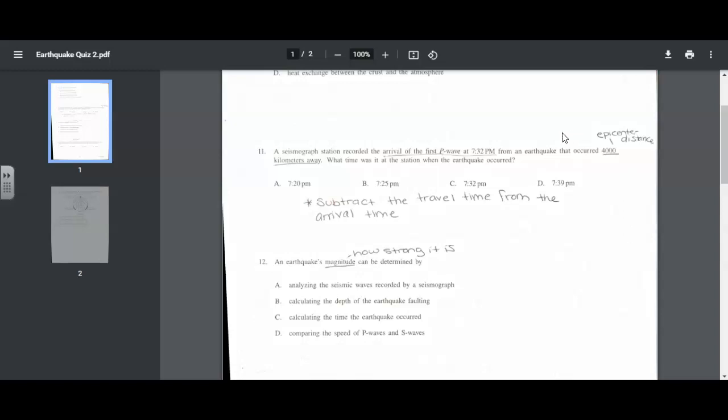Okay, so the arrival time of the first P wave is 7:32 p.m. The epicenter distance is 4,000 kilometers. So you're going to subtract the travel time from the arrival time. Okay, so you have to look, where is the epicenter distance? 4,000 kilometers, and what's the travel time of that P wave? Subtract the travel time from the arrival time.